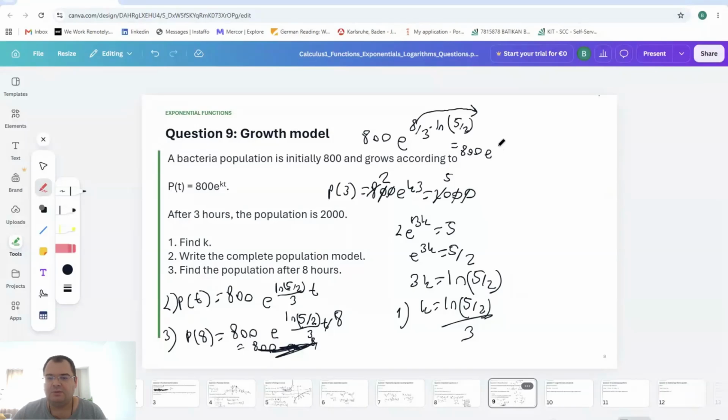800 e to the ln of (5 over 2 to the power 8 over 3). So you have an exponential here, and in the exponent part you have ln. Those are inverses of one another, so they cancel each other. That's why you have 800 times 5 over 2, whose exponent is 8 over 3. This is the value. This is the answer to the third question.